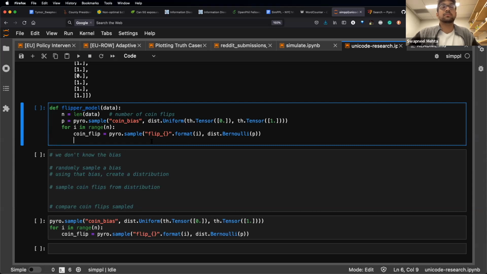Where was I? Yeah. So now my model of Jazz world, or Unicode's model of Jazz world, is that there is a certain coin bias, and then using that bias you have sampled 10 coin flips or n coin flips, whatever n may be, which is the length of the data provided. And that's it. That's all you have to do to write a model. And the second thing you need is a guide, which is a Pyro specific thing.